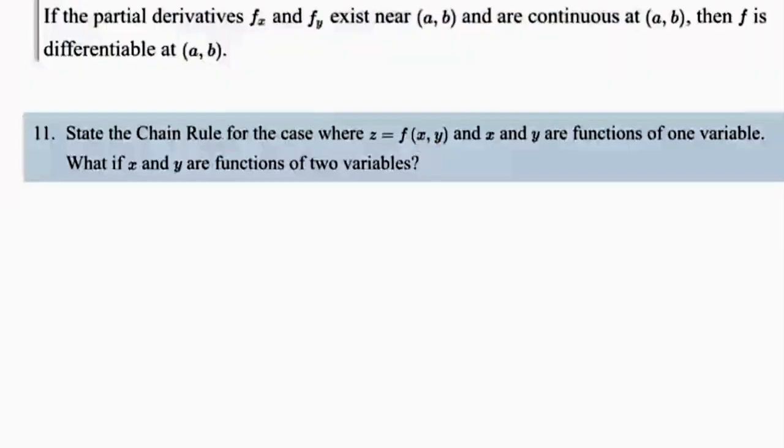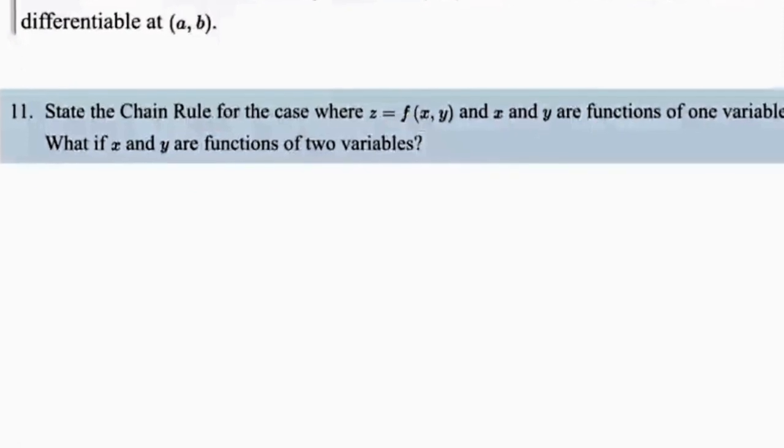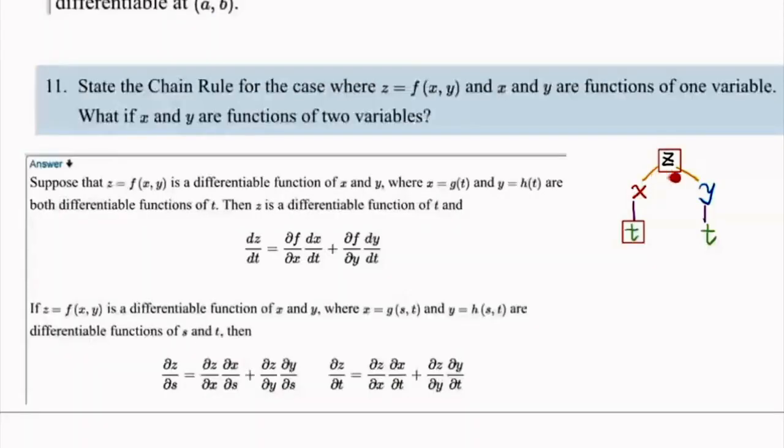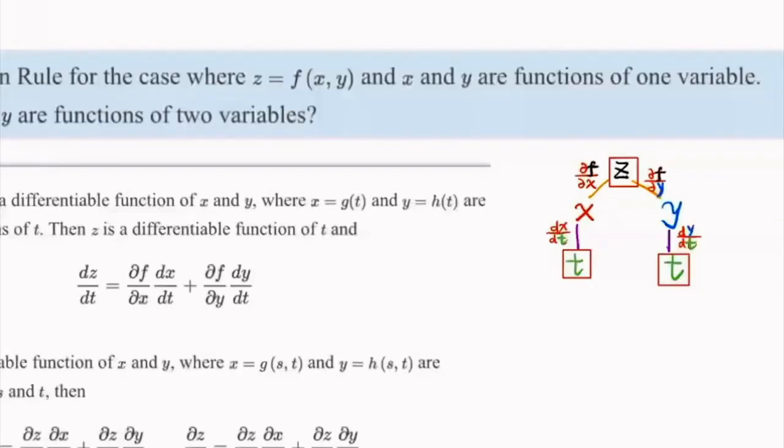State the chain rule for the case where z is a function of x and y, and x and y are functions of one variable. And what if x and y are functions of two variables? So here we have z as a function of x and y, and x and y are functions of t. To find the derivative of z with respect to t, we will go along all the paths. So that will be the partial derivative with respect to x times dx/dt, plus the partial derivative of the function f with respect to y times dy/dt.